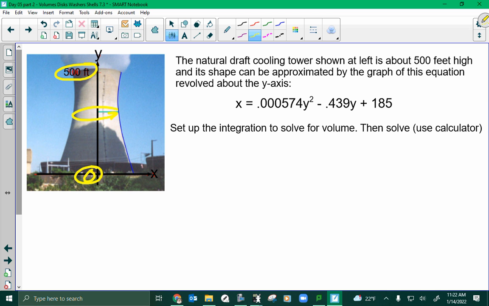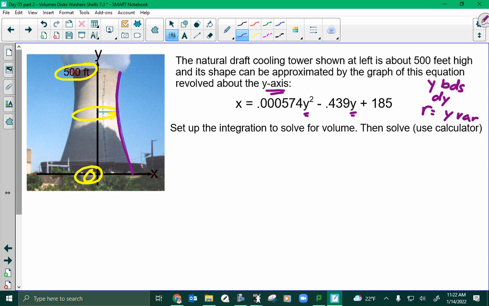That means we're going to need dy's. Once I see this, I'm automatically thinking, I need y bounds. I'm going to call it BDS, bounds. I need dy, and then my radius should have y variables in it. Okay, look it. Oh, it does. That's great. That is great. So this line right here is the equation. x equals 0.000574 y squared minus 0.439 y plus 185. Okay? Now set up an integration to solve for the volume, then solve using the calculator.